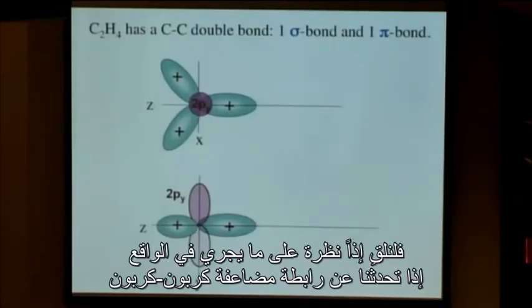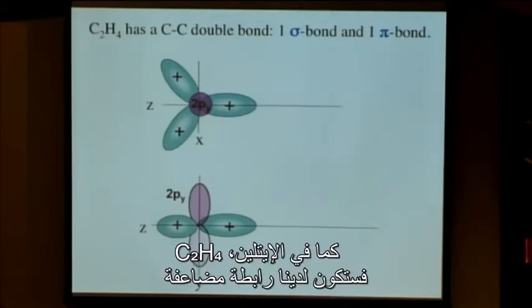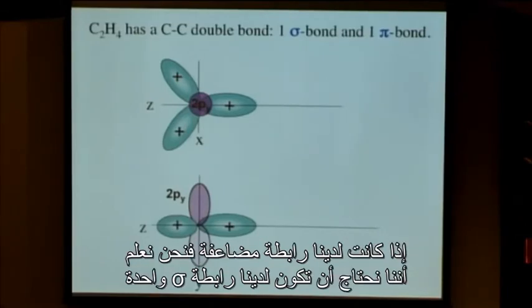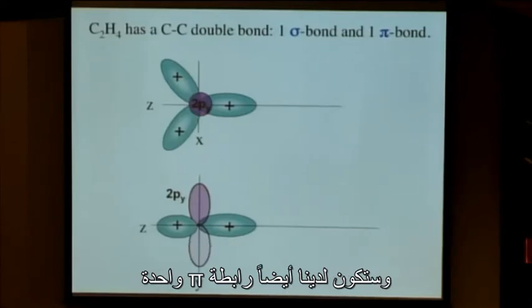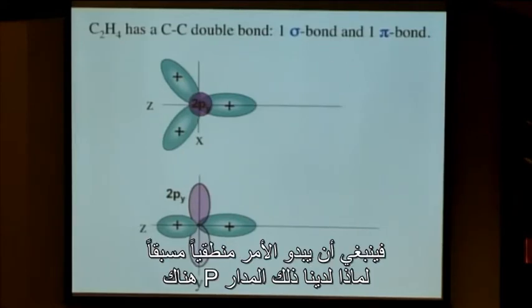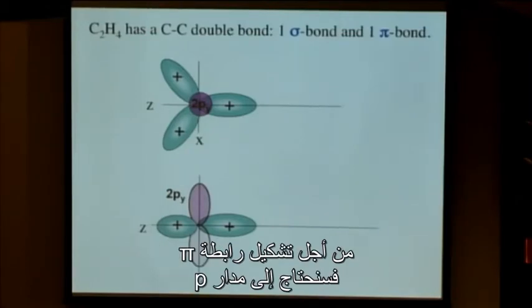So let's take a look at what actually happens if we're talking about a carbon-carbon double bond, such as in ethene, C2H4. We're going to have a double bond. If we have a double bond, we know we need to have only one sigma bond, and we're also going to have one pi bond. So it already should make sense why we have that p orbital there. In order to form a pi bond, we're going to need a p orbital.